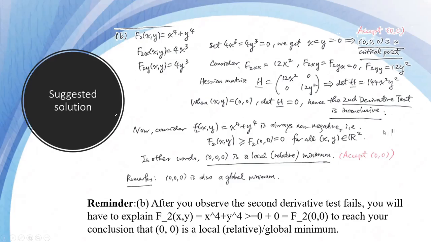So some of you just stop here, but this is not enough. You have to find some explanation to determine the nature of the critical point. You may know that this expression is always non-negative, that is, this function is always larger than or equal to 0 for all x, y values. So in other words, this is a local minimum, and also a global minimum.